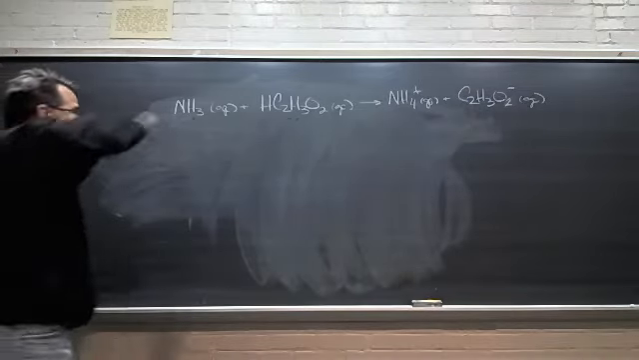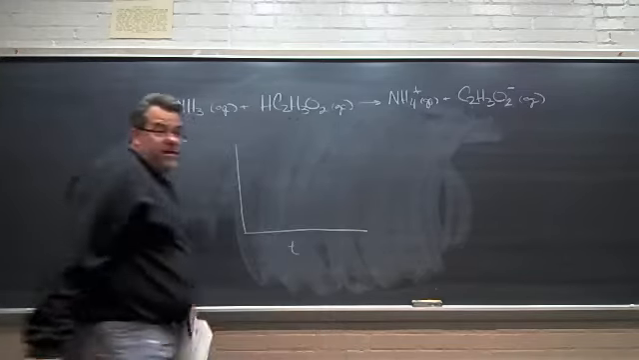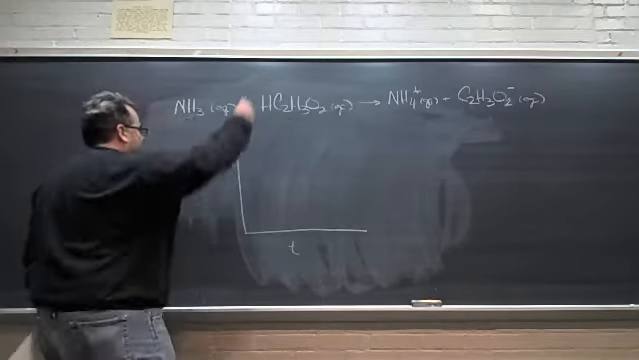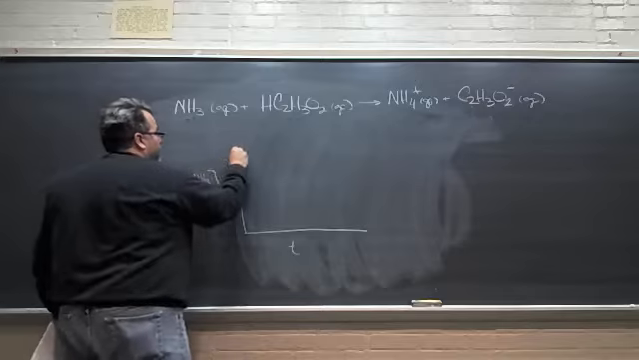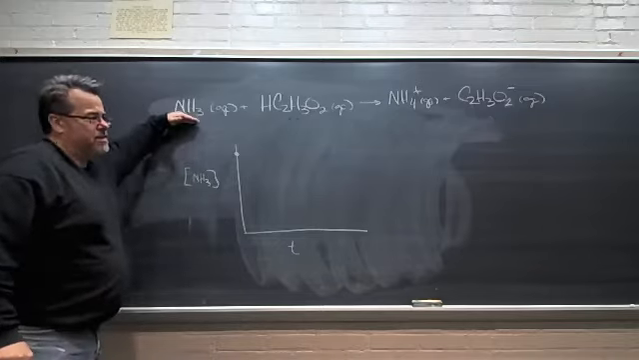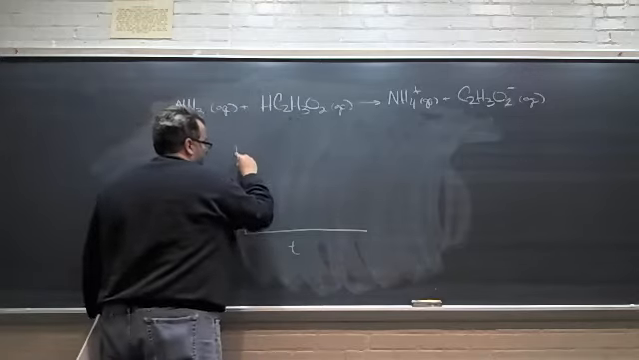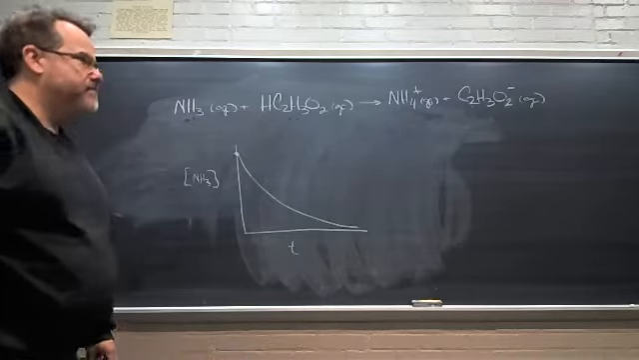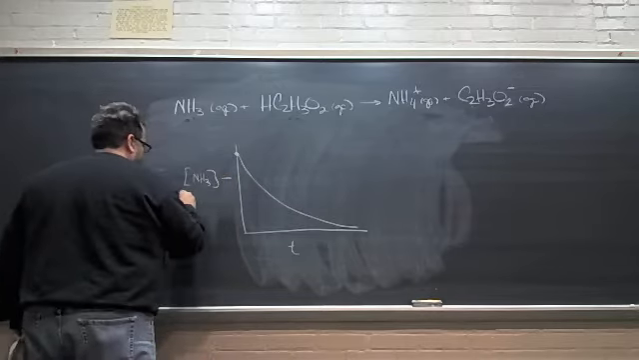All right, so let's look at how various species change over time. If we plot the concentration of ammonia over time, we'll start out with some amount of ammonia, and as the reaction proceeds, because ammonia is a reactant, its concentration is going to decrease. Okay? And a typical curve for the decrease in concentration of a reactant looks something like that. Okay, so on this graph, that'll be our line.